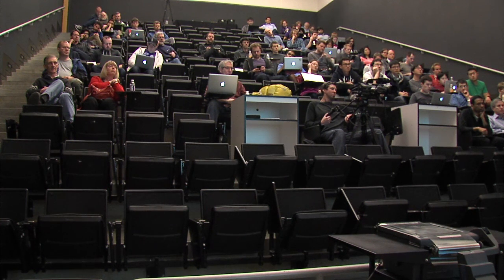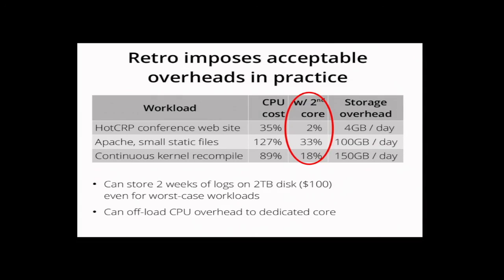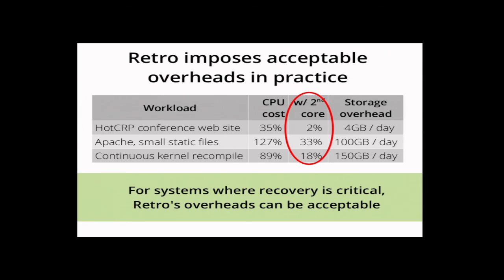workload. If your system has an extra core available, you can actually dedicate the core to Retro so that you can improve the performance of Retro. It means that for a system where recovery is very critical, Retro's overhead can be acceptable.